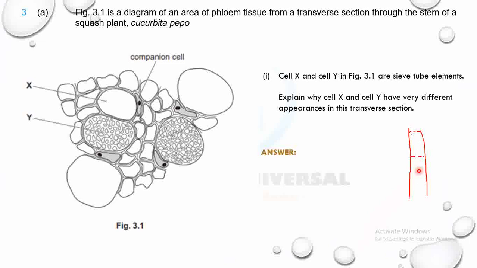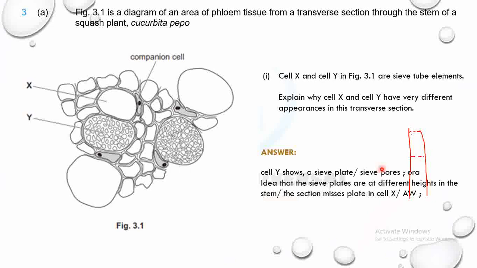So you can see that cell Y shows a sieve plate. The sieve plates are at different heights: this is higher, this is higher, this is lower. And the stem section misses the plate in cell X. So that means we miss the plate.